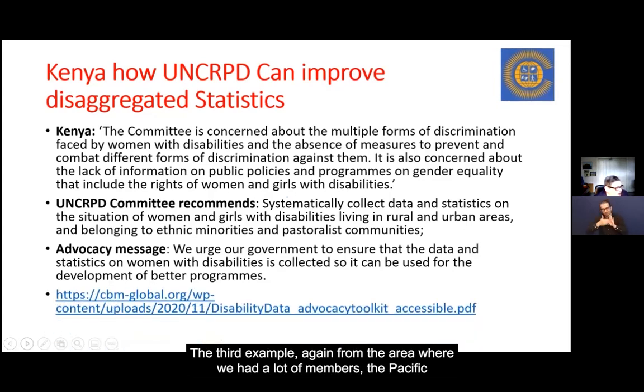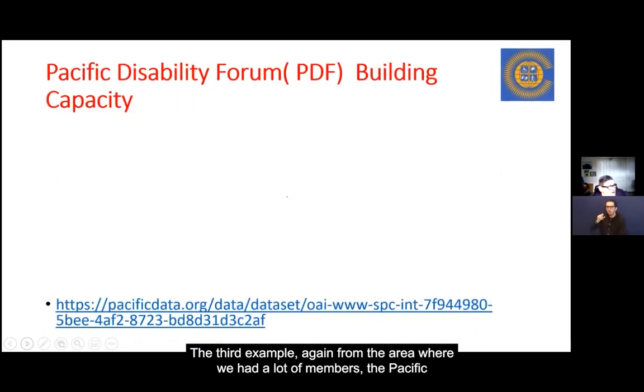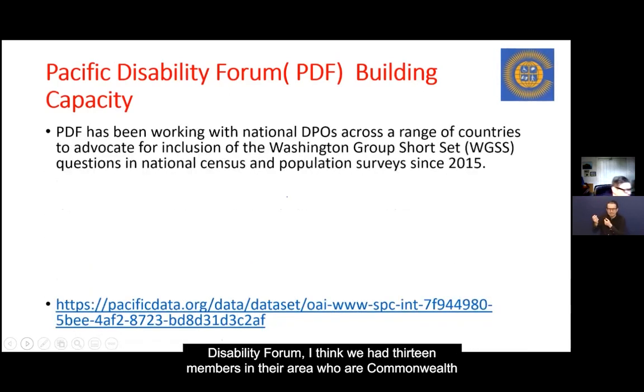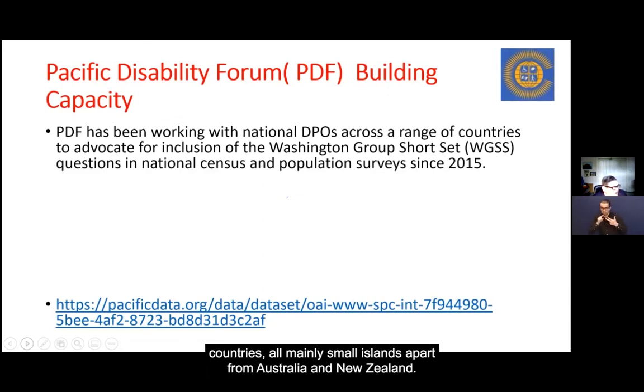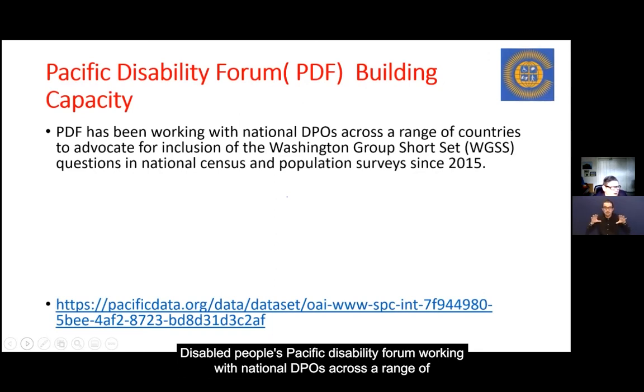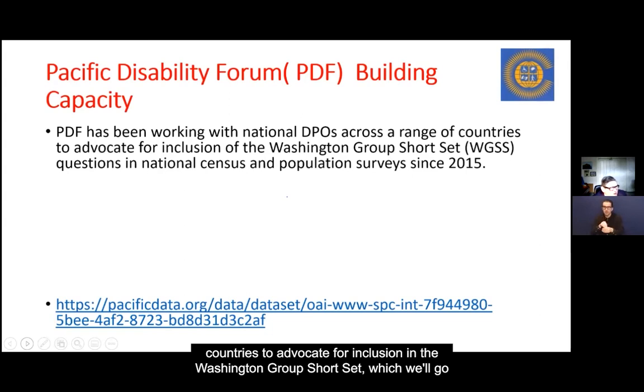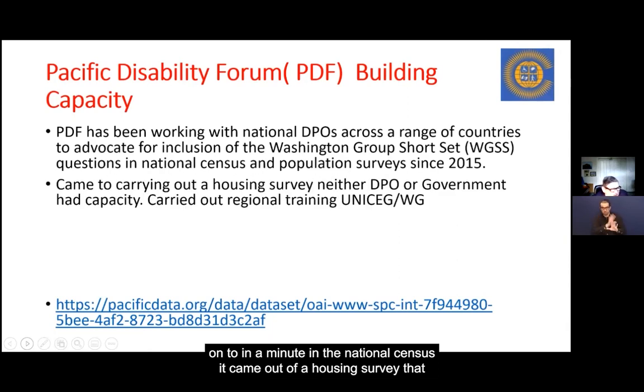And the third example, again from an area where we have a lot of members, the Pacific Disability Forum. I think we have 13 members in their area who are Commonwealth countries, all mainly small island, apart from Australia and New Zealand. The Pacific Disability Forum has been working with national DPOs across a range of countries to advocate for inclusion of the Washington Group short questions, which we're going on to in a minute, in the national census. This came out of a housing survey that neither the DPO or the government had the capacity to carry out, and carried out regional training with the Washington Group and the regional body.